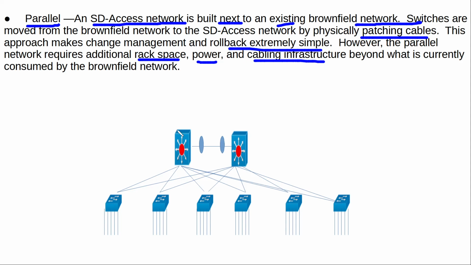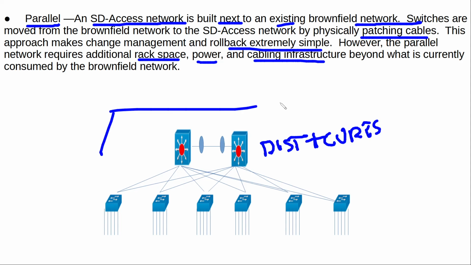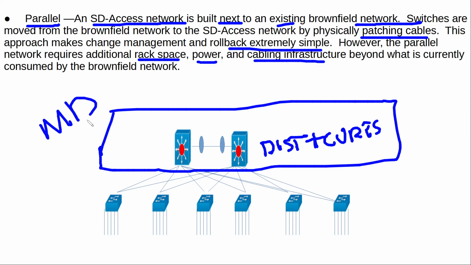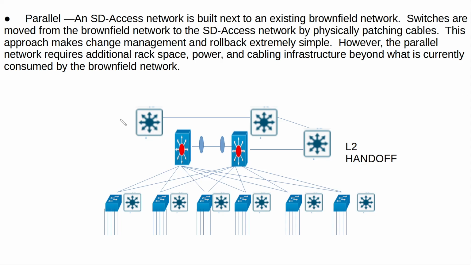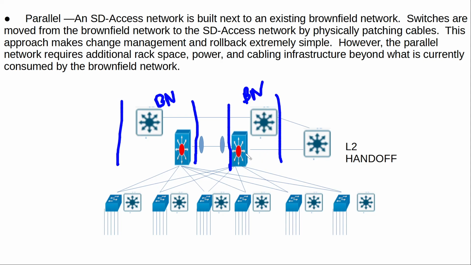So let's take, for example, this traditional network. We have here distribution and core devices living, for instance, in an MDF. Probably this device lives in one rack, and this device lives in another rack, and then these access switches, each one is living in a different IDF or wiring closet. So what we're going to do with a parallel migration is install new equipment, for instance, in the same rack. So we will need rack space in order to install my border nodes that are existing parallel to these distribution and core devices.